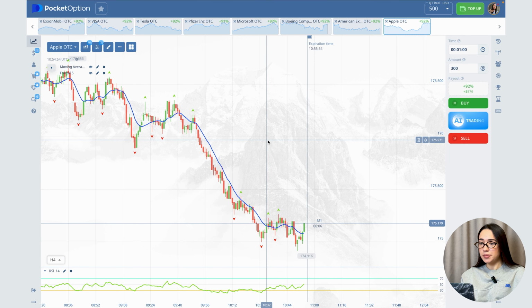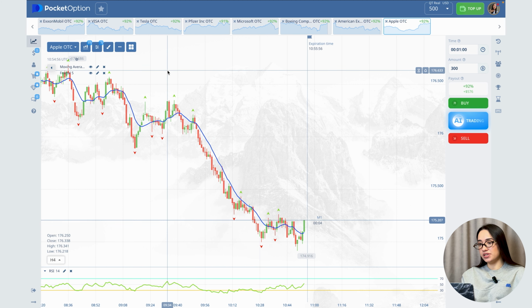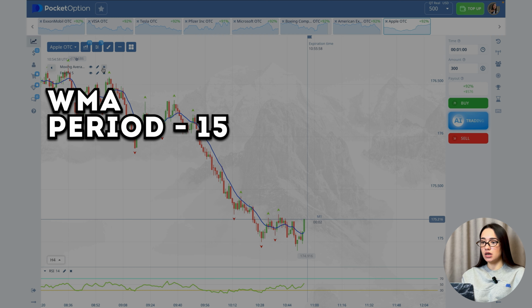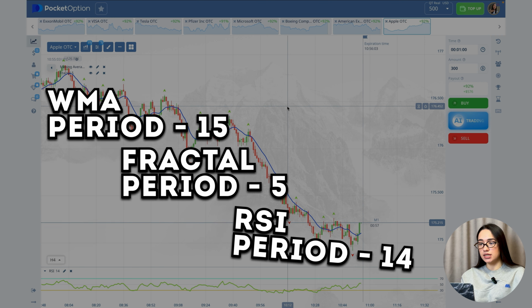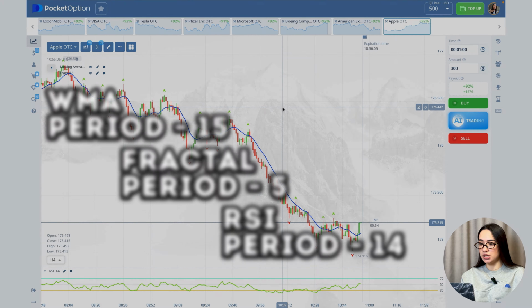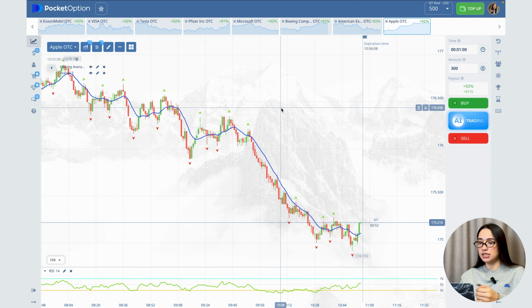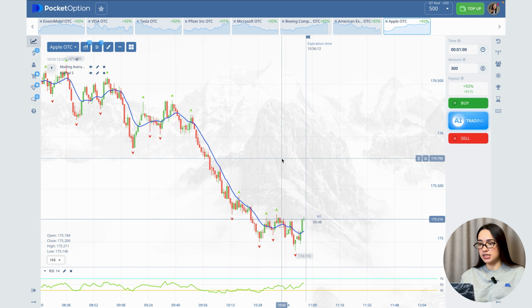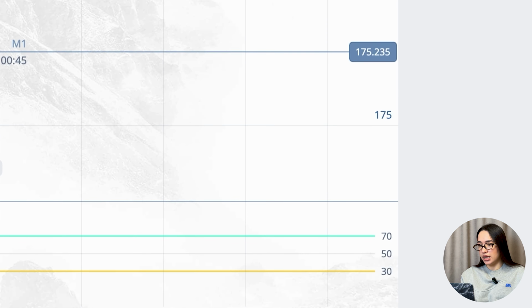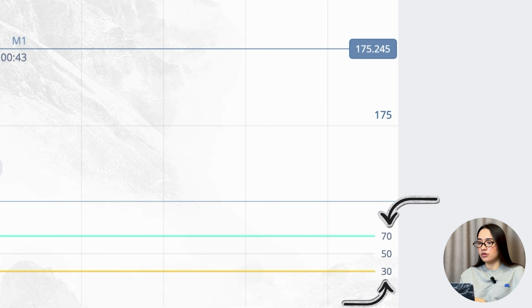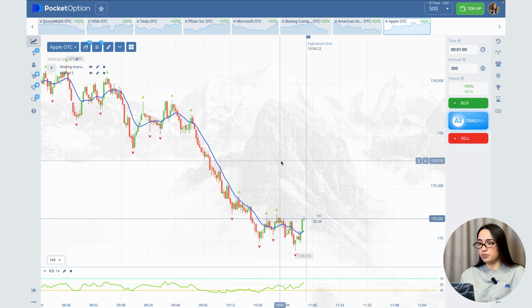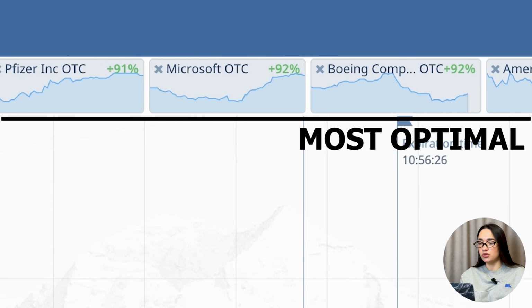Let's start by analyzing the indicators. This is the weighted moving average with period 15, fractal with period 5, and the RSI oscillator with period 14. These are default settings, and we're leaving the overbought and oversold areas the same, at 70 and 30 respectively. I've already done a market analysis for the current period of time, and you're presented with all assets with maximum interest on payouts.